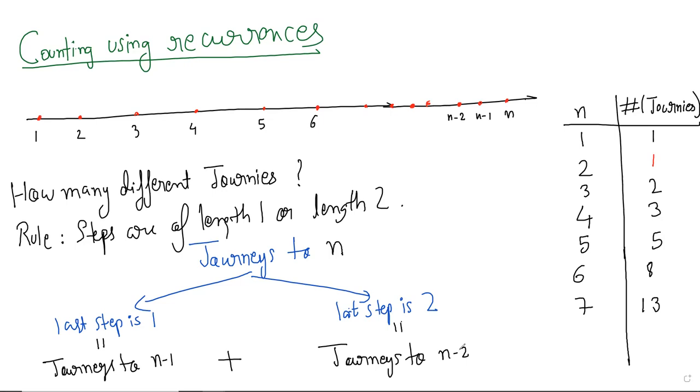So then, have we proved that the answer is Fibonacci? Right? Because the answer for the nth case, journeys to N, which, because I don't want to write journeys to N all the time, I'll just call it JN. JN, with subscript N, we understand it means journeys to N. That is basically JN minus 1.